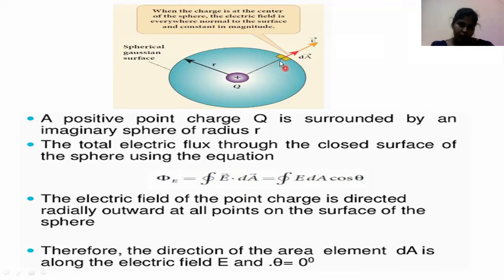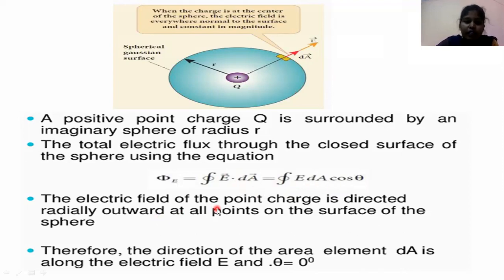Let us assume dA is a small amount of area on the Gaussian surface, and dA bar is the surface normal. The surface normal is the vector which is perpendicular to that surface. That's why we are taking a small area here. dA bar points in this direction. So integration E bar dot dA bar, the dot product, can be written as integration E dA cos theta. The dot product of two vectors involves the cos of the angle between them.